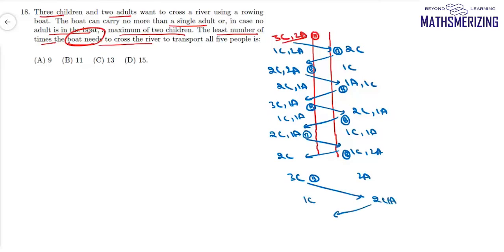And then 1 child is going to come. So this is 2 child, and then finally 2 child, they'll cross the boat. So how many times we need to cross the river? So 1, 2, 3, 4, 5, 6, 7, 8, 9, 10 and 11. So the least number of times the boat needs to cross the river is simply 11.